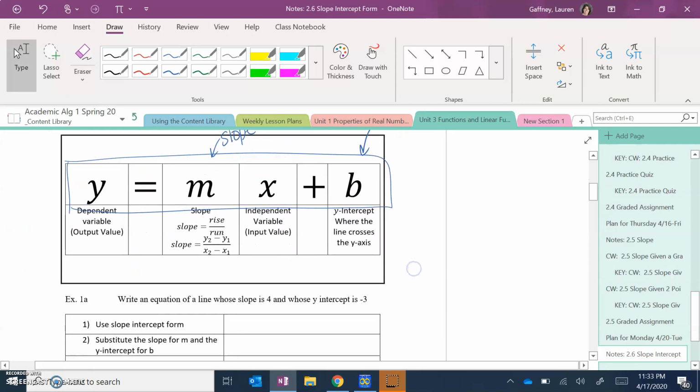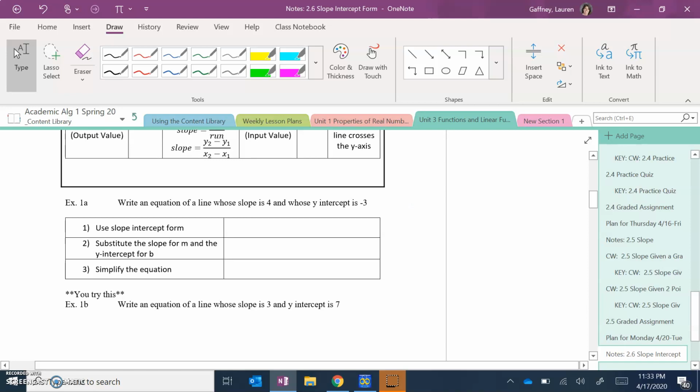Okay, so we're going to start with some basic things. Write an equation of a line whose slope is 4 and y-intercept is -3. So we want to use slope-intercept form, so y equals mx plus b. Now they're telling us the slope, which is m, is 4, and the y-intercept, which is b, is -3. So we just need to fill those in for the m and b. So y equals 4x. You don't need to do plus a -3, you could just do -3.